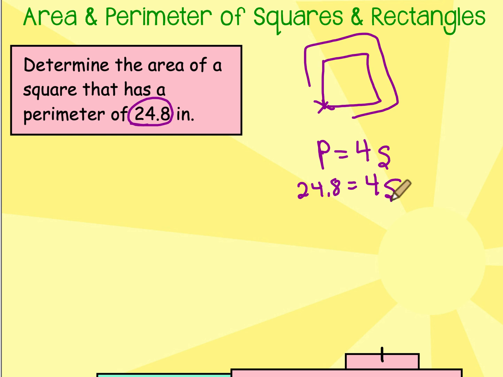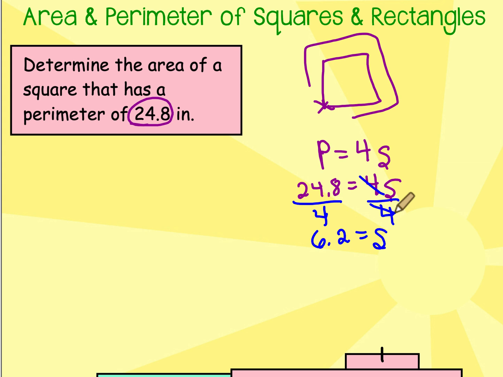And I know that 24 and 8/10 is equal to 4 times the length of one side. So I can use some algebra to figure out what the length of one side is, because the inverse of multiplying by 4 is dividing by 4. So if I do 24 and 8/10 divided by 4, I would get 6 and 2/10. And then 4 divided by 4 would be 1. So I get that the length of one side is 6 and 2/10.